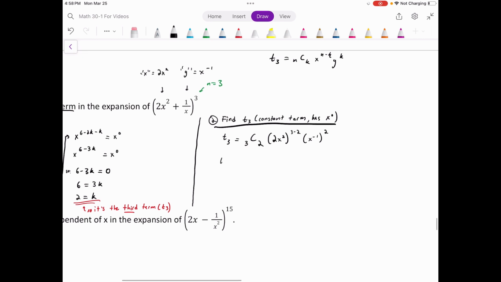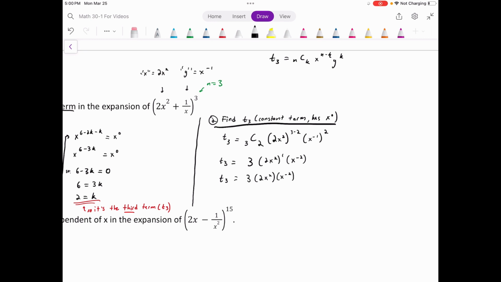So the third term will be, whoop, cat is meowing. 3 choose 2 is just 3. There are 3 ways to choose 2 things from 3 options, you're just leaving one out. And then here we've got 2x squared to the power of 1, because 3 minus 2 is 1. And then x to the negative 1 times 2, that's just x to the negative 2. So the third term will be, okay, 2x squared to the power of 1 is still just 2x squared. And then multiply that by x to the negative 2.